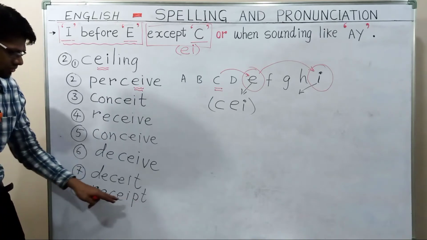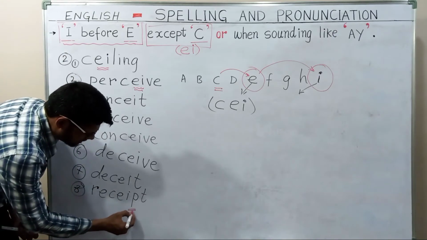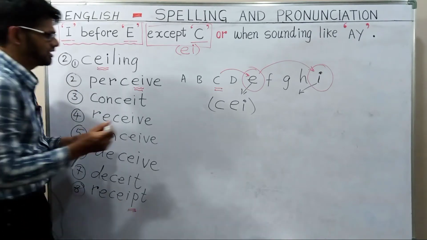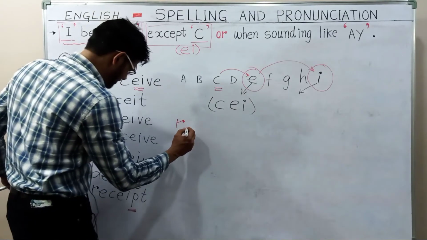So please be careful when you are writing R-E-C-E-I-P-T. In pronunciation, the letter P is silent, but we have to write it. So it will be receipt. Receipt, not, we should pronounce it receipt.